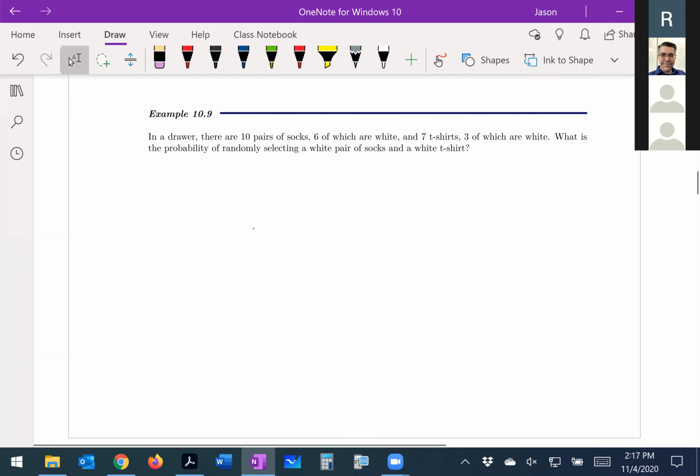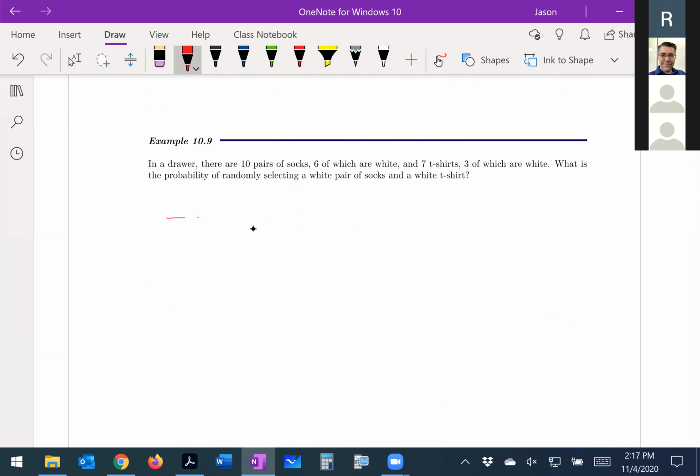In the drawer, there are 10 pairs of socks, 6 of which are white. So 10 pairs of socks: 1, 2, 3, 4, 5, 6, 7, 8, 9, 10. 6 are white, and then there's 4 others, O for other, and then white, white, white, white, white, white. Is that my 10? I think so.